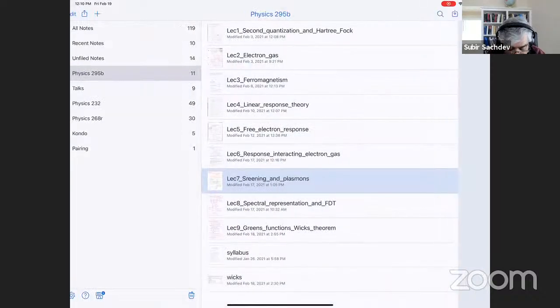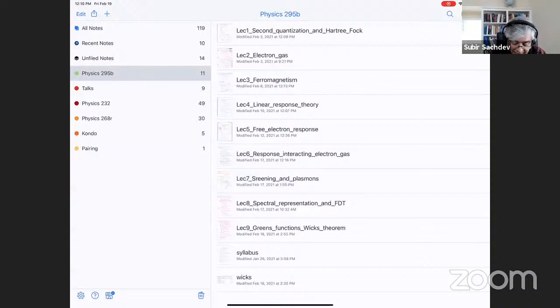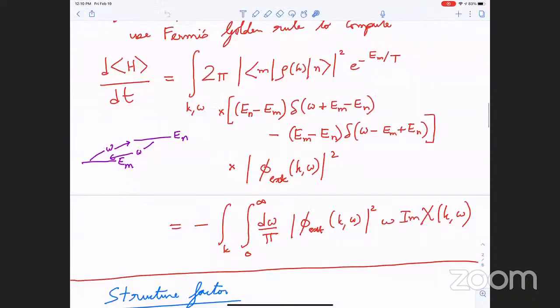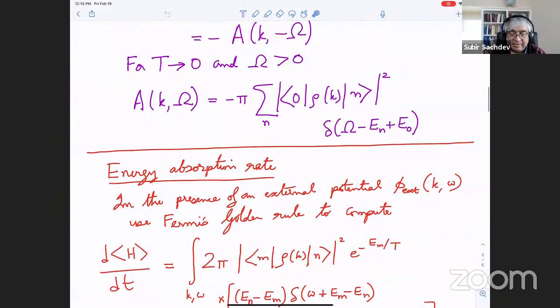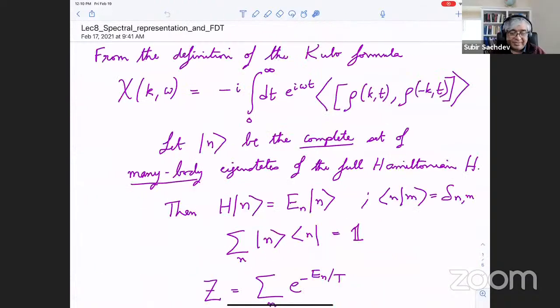All right, so actually I won't jump into diagrams today, most likely. I want to talk about a set of, this is actually more important than diagrams, and everyone should definitely know these things. These are spectral representations and the fluctuation dissipation theorem, which will also be useful when we study diagrams and also tie up some loose ends in our discussion of the electron gas.